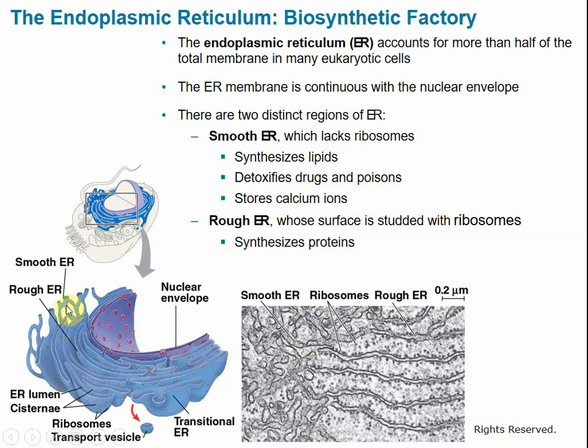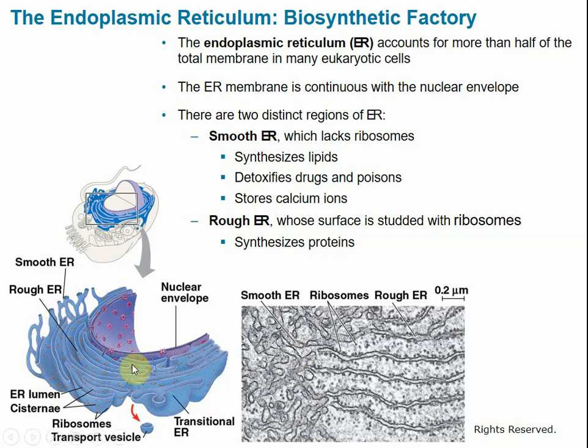The smooth ER's function is to synthesize lipids. It also detoxifies drugs and poisons and can help store calcium ions, like in muscle cells. One type of cell where you may expect to find large quantities of smooth ER would be, say, in the liver. The liver is our body's detoxifying organ, so liver cells have lots of smooth ER to carry out that function.